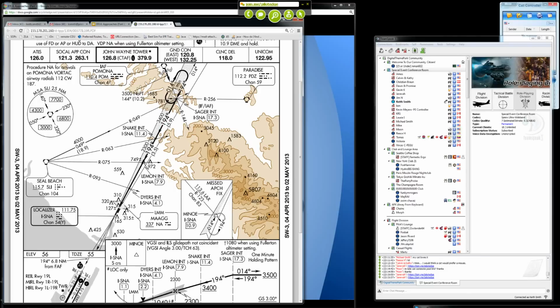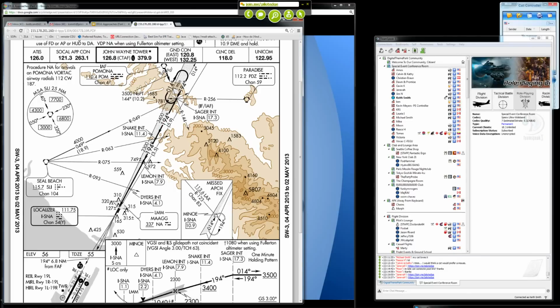So our initial approach segment has done its job. It's turned us around and it's gotten us lower. We're now moving to the intermediate segment, and we know that because Sager wears 2 hats. Sager is an initial approach fix, and Sager Part 2 is an intermediate approach fix. So Sager Part 1 was when we crossed it outbound, and then it puts on a different hat and becomes Sager Part 2 on the way in.